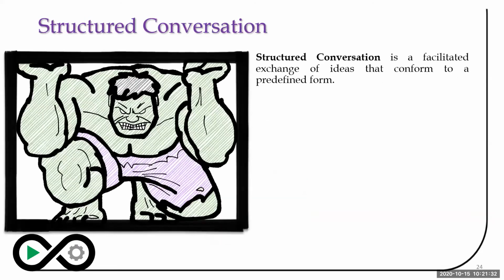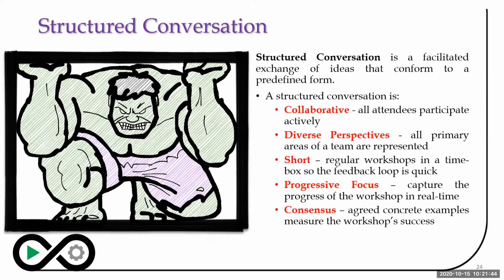So the conversation that we're going to have is a so-called structured conversation. And that's what you conduct in example mapping as well. That's the exchange of ideas between a facilitator and the team. Some ground rules that you should maintain in hosting one of these sessions on your teams. It should be collaborative. That means all attendees participate actively, no silent participants. You have diverse perspectives, so you represent all areas on the team.